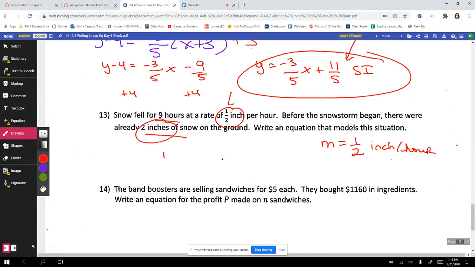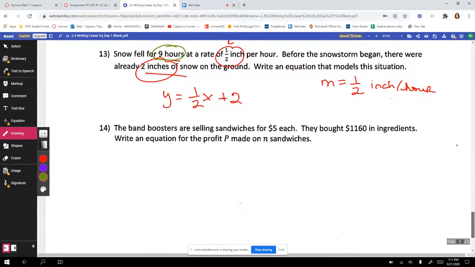So let's see what we have. I have y is equal to 1/2x plus 2, with 1/2 as my rate of change and 2 inches as my starting point. Now in this problem, this 9 hours, I thought I was going to use, but I don't need it, which sometimes happens. You don't have to use everything they give you. That was just some extra information.